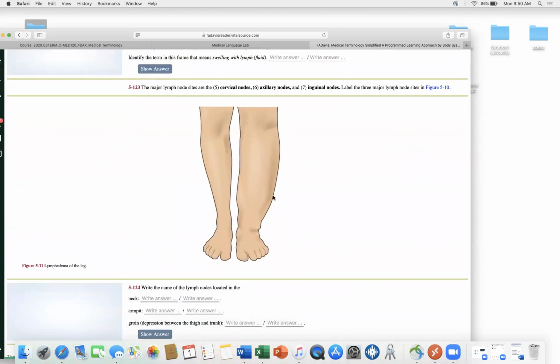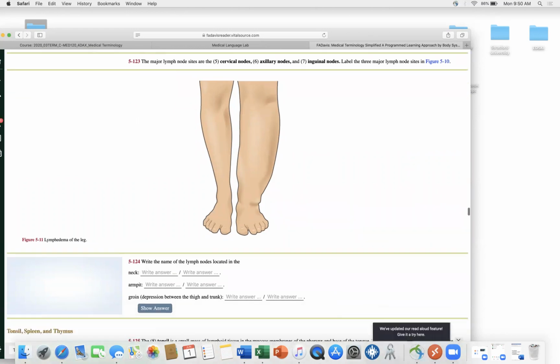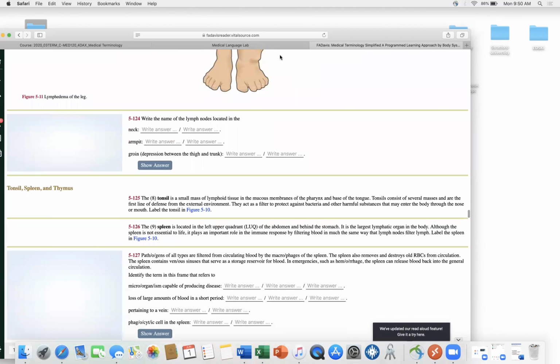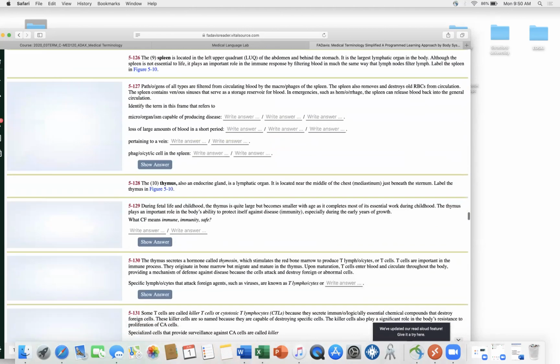Lymphedema. Edema is just swelling, and it could be for a number of reasons. And that's called pedal edema, because al pertains to your peds, your feet or your legs.